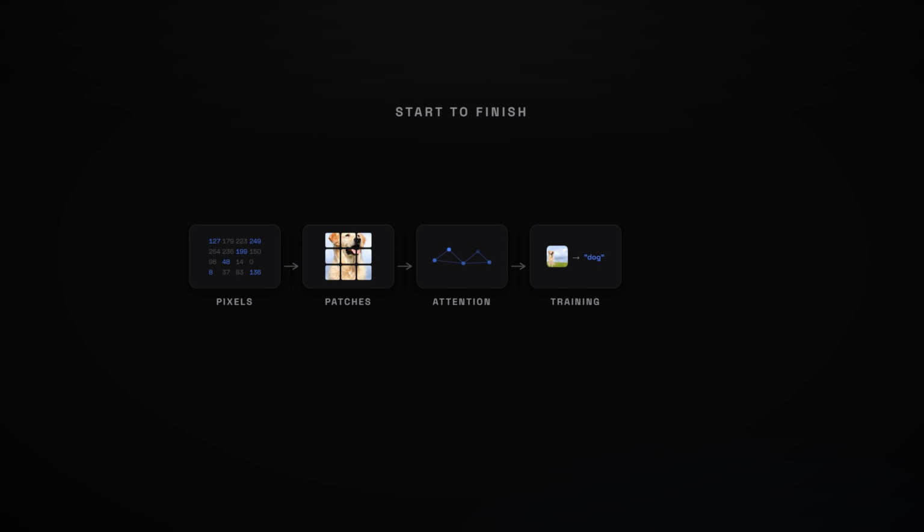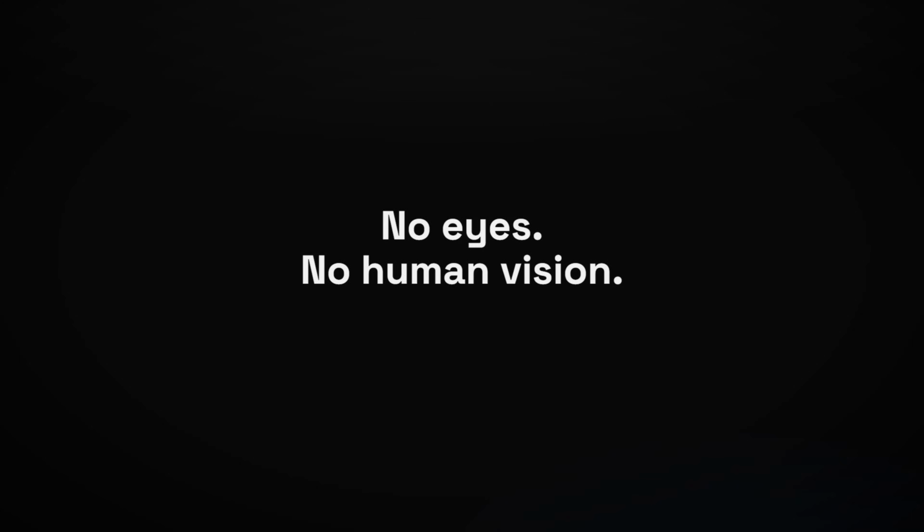So, start to finish. Your photo becomes a grid of numbers. The numbers get cut into patches, each turned into a vector. Attention lets each patch learn from the others around it. Training taught it to connect what it sees with words, and the language model writes the answer. No eyes, no human vision, just numbers learning which ones belong together.